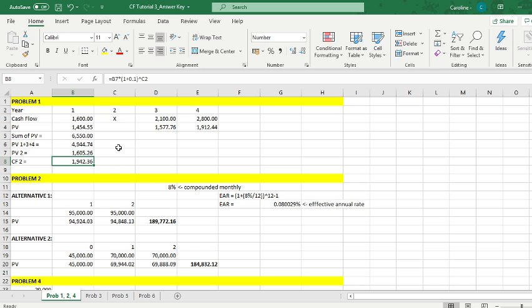So the t is 2, and you can find the cash flow that you're going to receive in the second year. The nominal amount is 1,942.36. So that is the amount of the cash flow that you are going to receive in the second year. So that's problem 1.